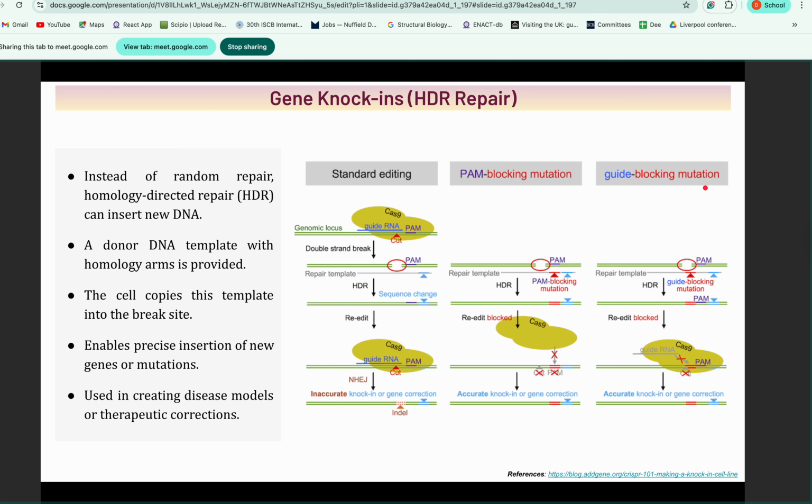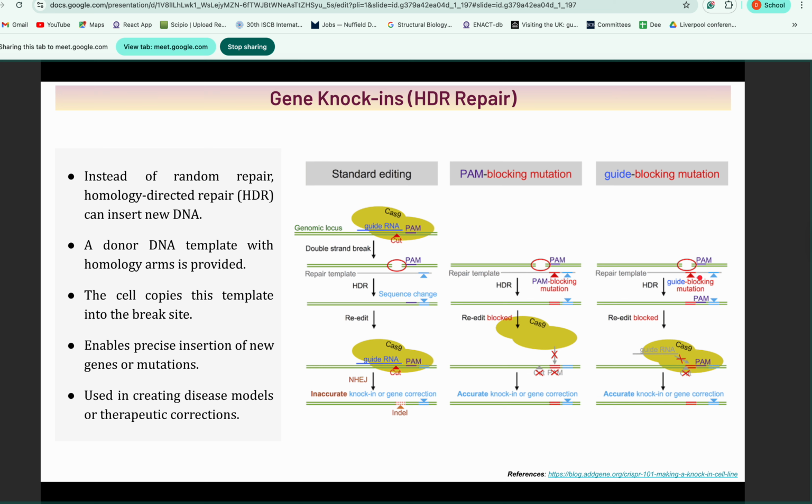guide blocking the mutation. So now there is a repair template. So the topmost processes are the same, which is taking place here. Now double strand break has taken place. This is the PAM site, and this is the repair template. So this is the guide blocking notation.